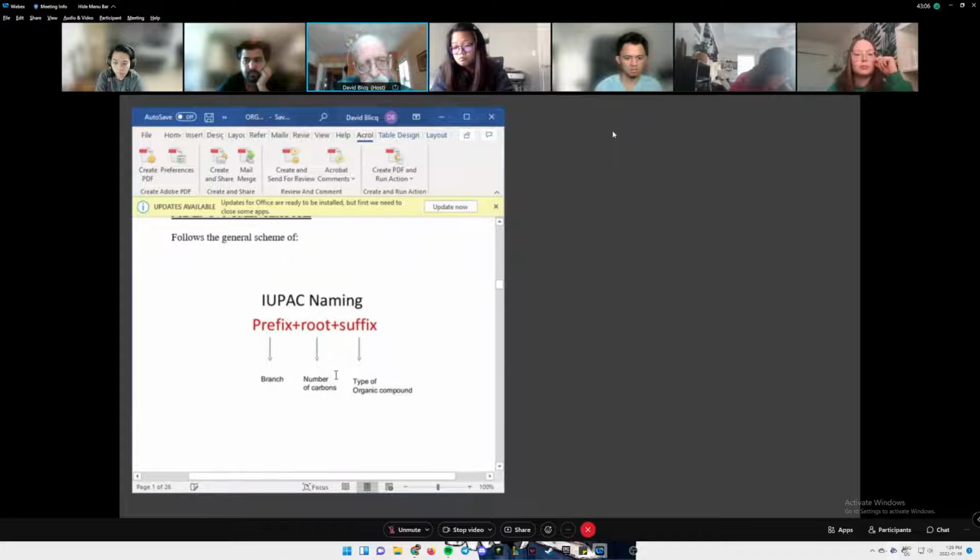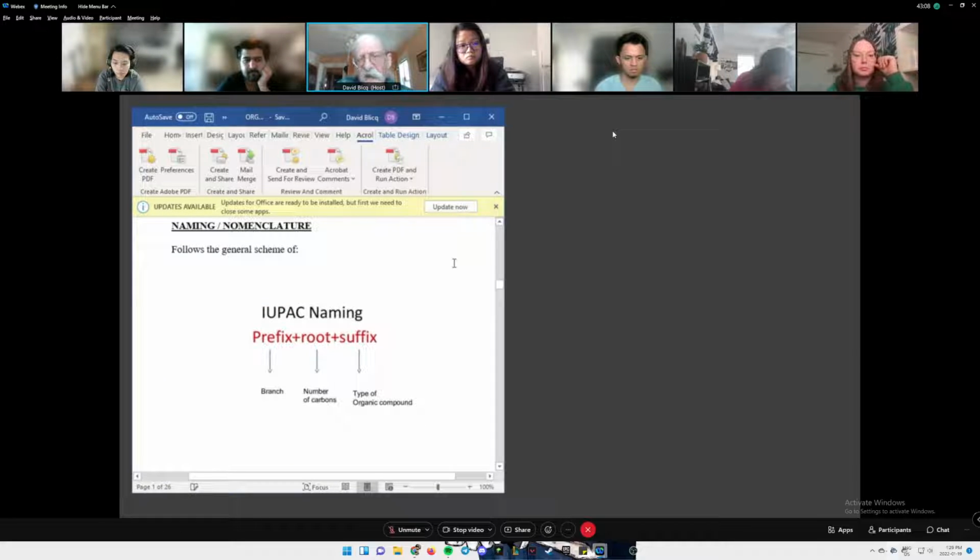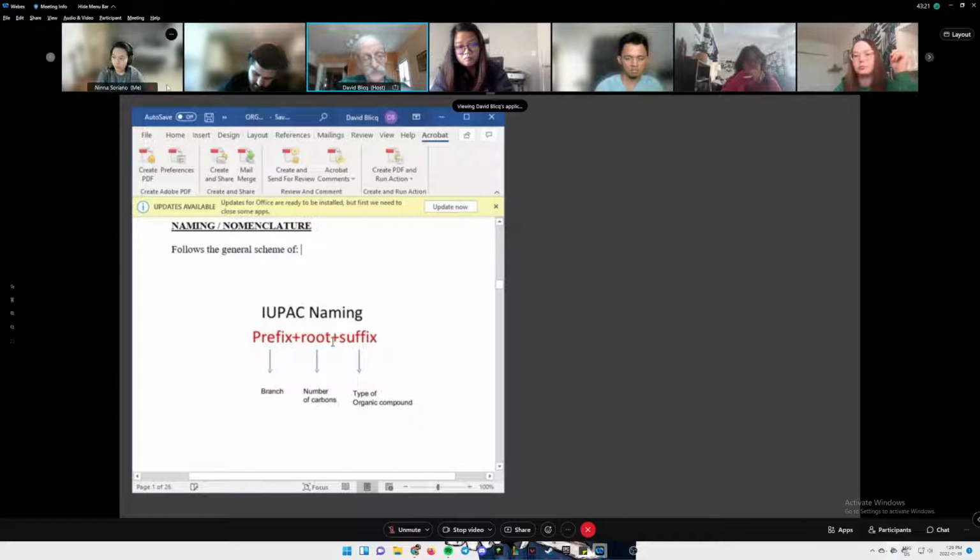What I wanted to go over, and I noticed you guys weren't entirely as jolly as I'd hoped when I talked about it last time, is naming. Naming works like this. The root, the parent, the fundamental structure is based on, ready for this, the number of carbons.